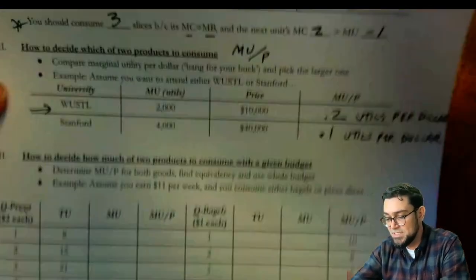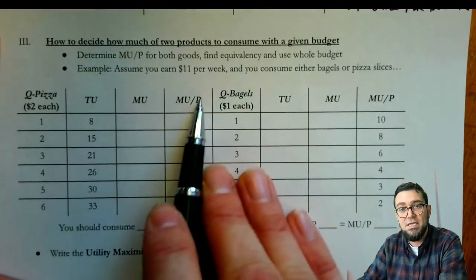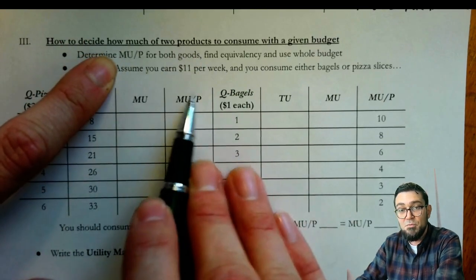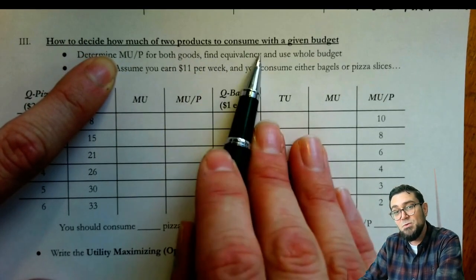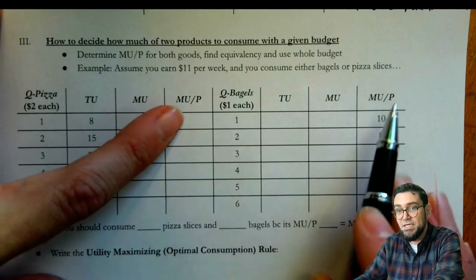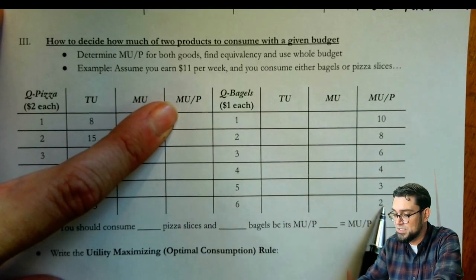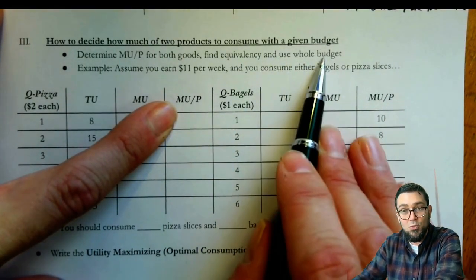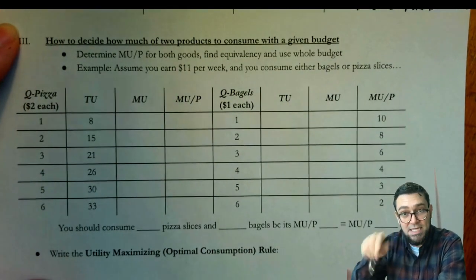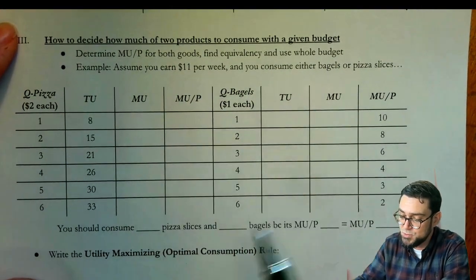Now the last one is how to decide how much of 2 products to consume with a given budget. So the first thing is we're going to calculate the MU over P for both goods, and then we're going to find where those are equal, like find where the MU over P's are equal. And I've actually done this column for us. So we're going to do this column, and then we're going to see where it matches up with this one. And we're going to see if we're using our whole budget. And where that's true is actually where we would get the most total satisfaction. So we're going to see that that's true in this problem.